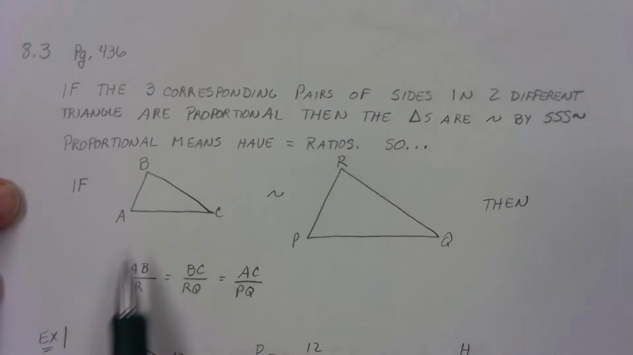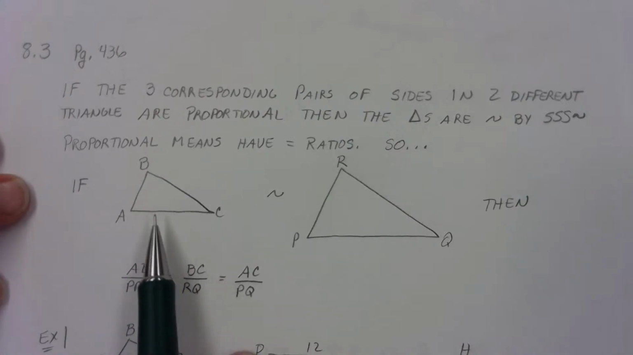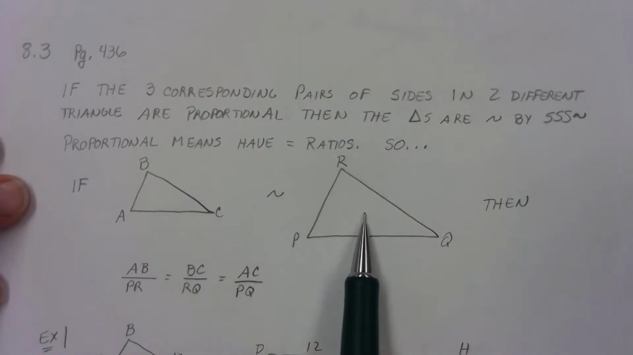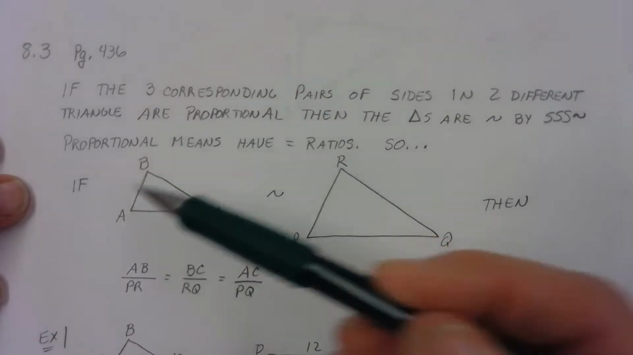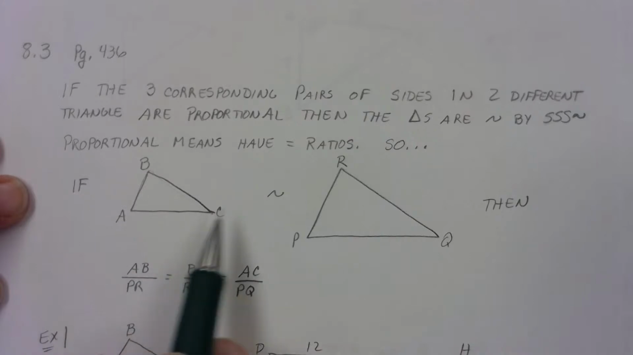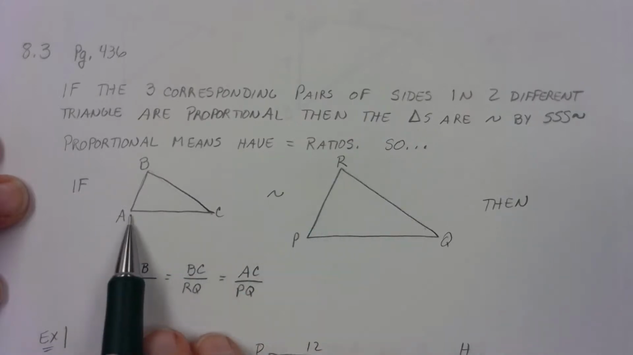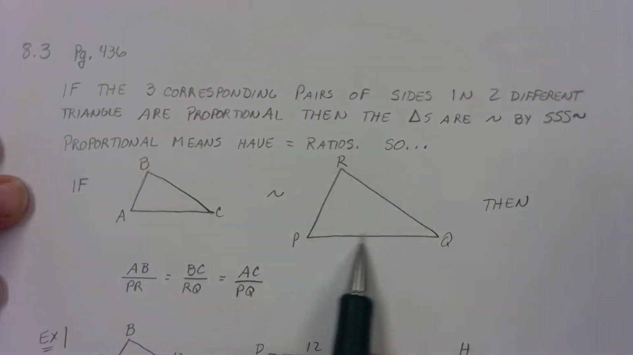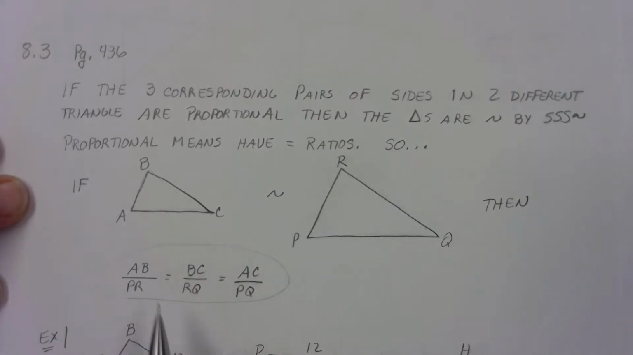That's what we got. So if we know that this triangle is similar to this one, then I know for sure that this short side compares to this short side the way this medium-sized side, BC, goes to RQ, the same as AC goes with PQ. In every case, big or small to big. And that's what I have right here. And again, we're only going to use them two at a time, either these two, or these two, or these two.